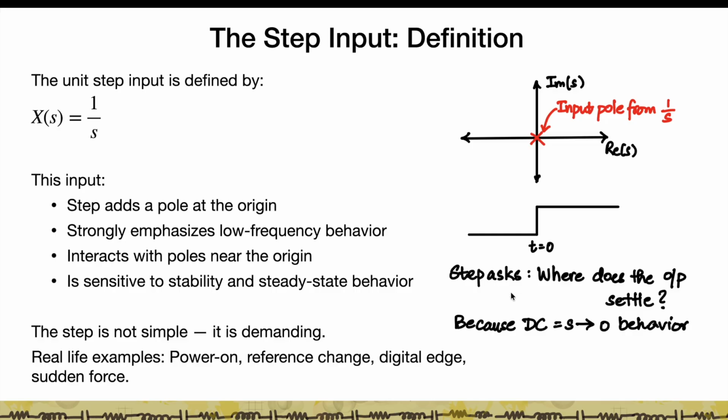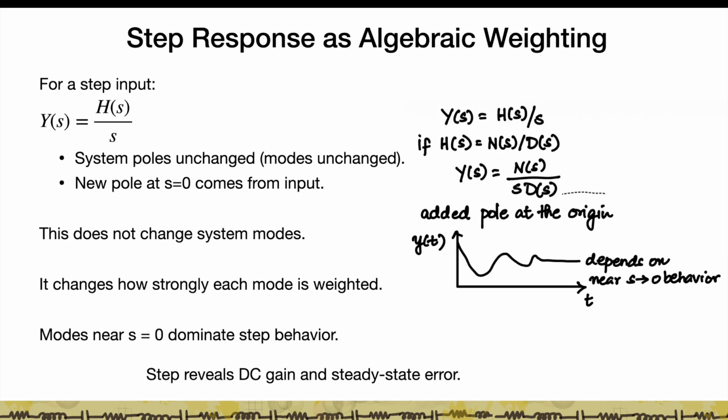But here is the structural discipline. The step does not change the system poles. It adds a pole in the input representation. So the output expression changes because X(s) changes, not because the system has changed. So for a step, Y(s) is equal to H(s)/s.